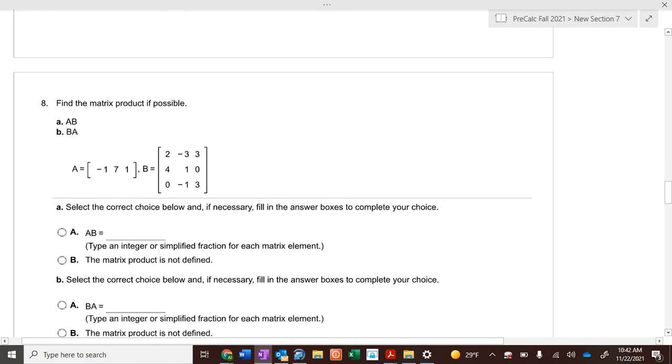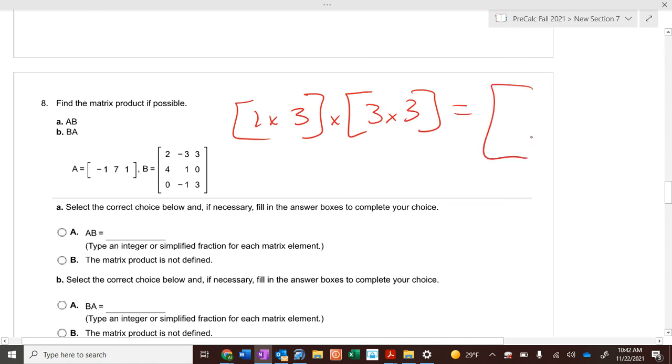Okay? This one, a 1 by 3 times a 3 by 3. In the end, you're going to get a 1 by 3. 1 row, 3 columns. First row, first column. First row, second column. First row, third column.